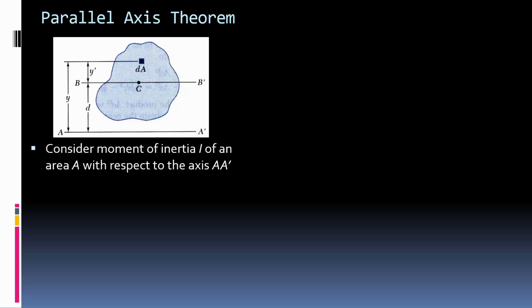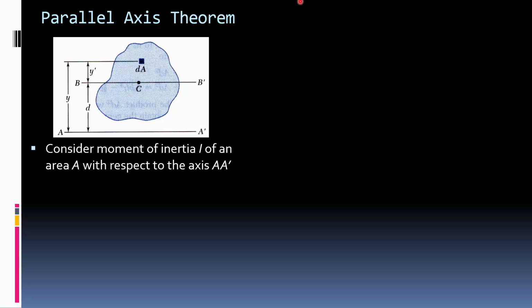Okay, now we're going to talk about the parallel axis theorem. This is something that comes up all the time, and it comes up in the other chapters, but we're going to need it again for this chapter. So what does this mean? Well, consider you have the moment of inertia I of an area.